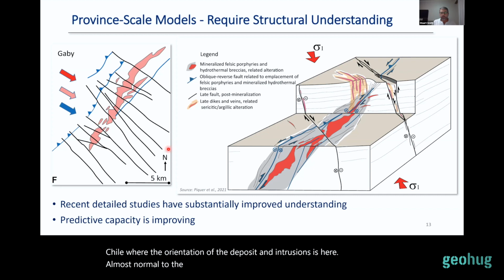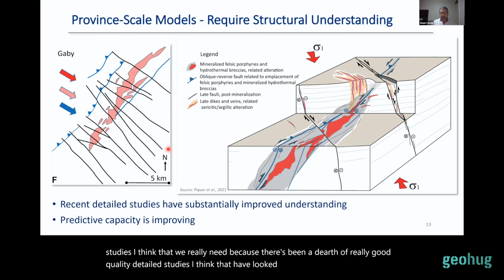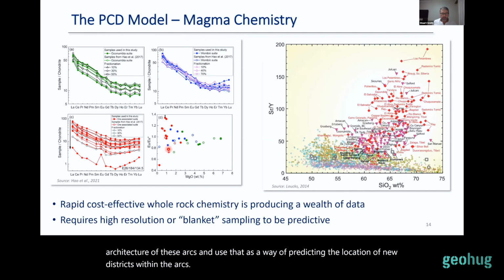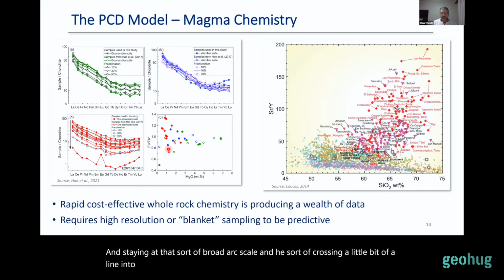And it's these forms of studies, I think, that we really need, because there's been a dearth of really good quality detailed studies, I think, that have looked to understand the structural architecture of these arcs and use that as a way of predicting the location of new districts within the arcs. And staying at that sort of broad arc scale, and here sort of crossing a little bit of a line into the detection piece, but more recently we've seen obviously the importance of understanding magma chemistries.